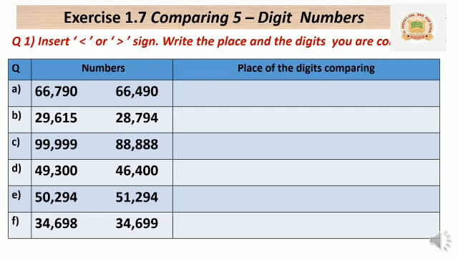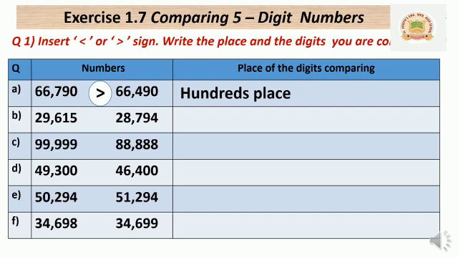66,000 is equal to 66,000. 700 is greater than 400. So which number is greater here? 66,790 is greater than 66,490. Which place have we compared here? Hundreds place.